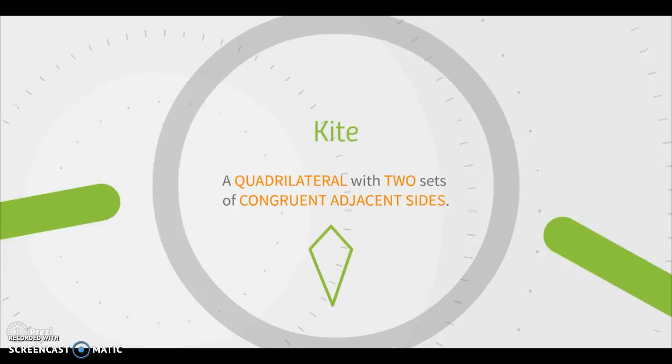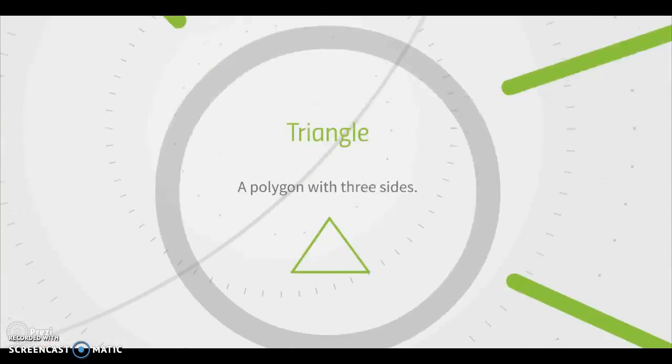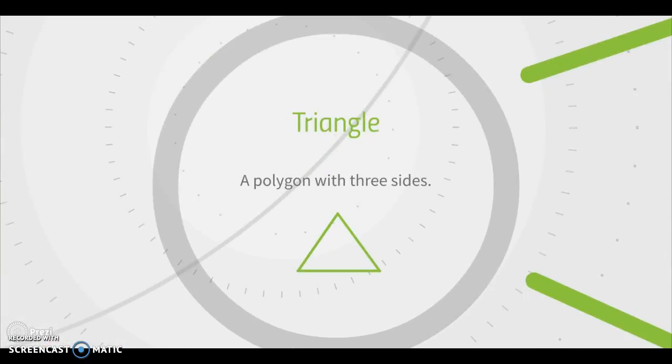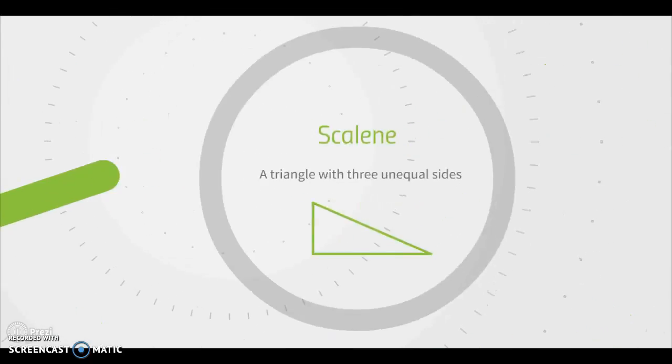Another type of quadrilateral is called a kite. A kite is a quadrilateral with two sets of congruent adjacent sides. Because all sides of a square are congruent, all squares are thus also kites. Triangles are three-sided polygons, unlike quadrilaterals, which are four-sided polygons.